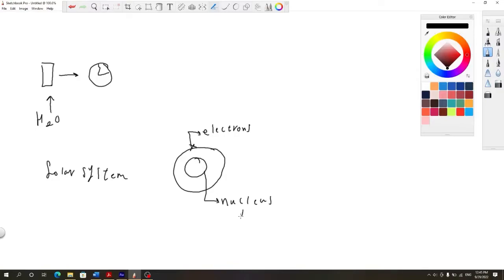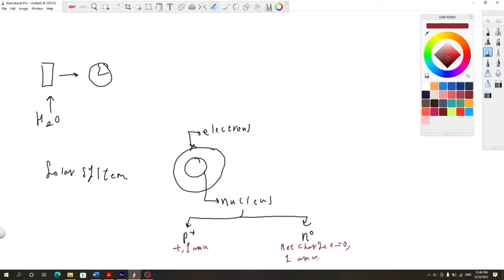The nucleus is made of 2 subatomic particles. These are protons and neutrons, right? Protons are positively charged particles with a mass of 1 AMU. If you don't know what AMU is, I will explain it in this chapter. Neutrons have a net charge of 0, right? And they have a mass of 1 AMU.